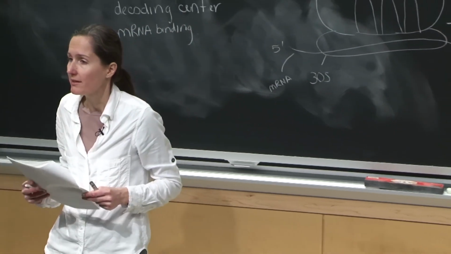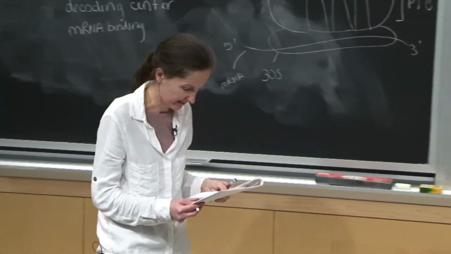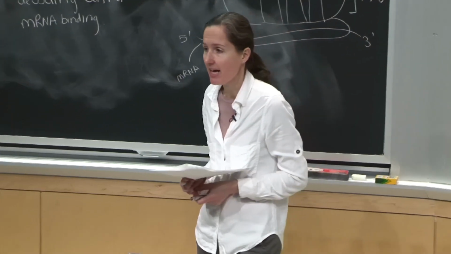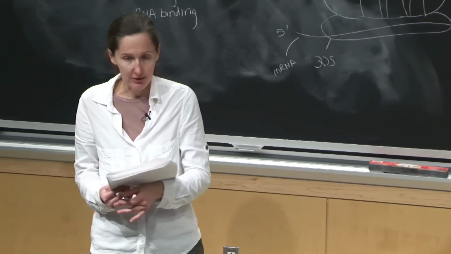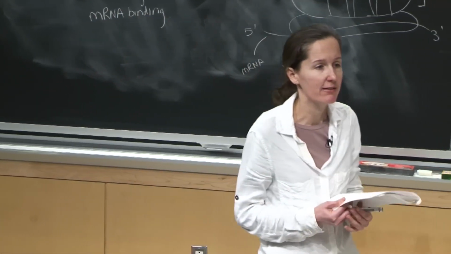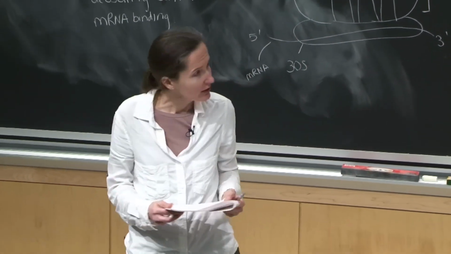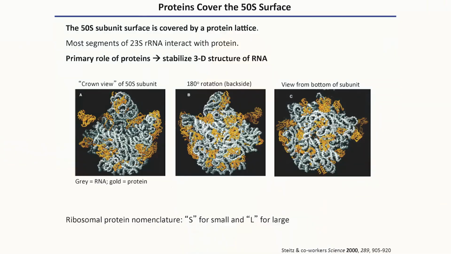So what do these images suggest? Do they support what we were thinking from this one view here, that proteins are mostly on the outside? Yeah, I see some shaking heads, yes, right. It looks like the surface of this 50S is covered effectively by a protein lattice. So what might a role be for these proteins? An important role.